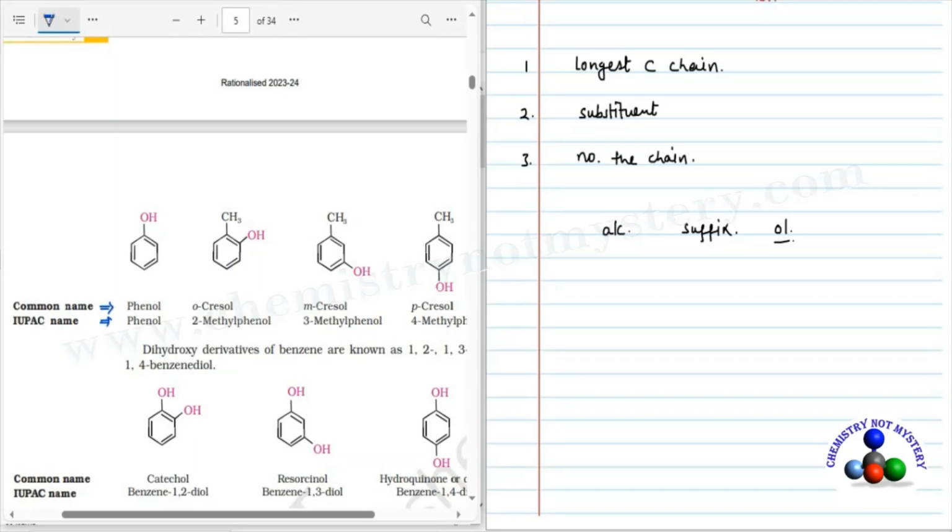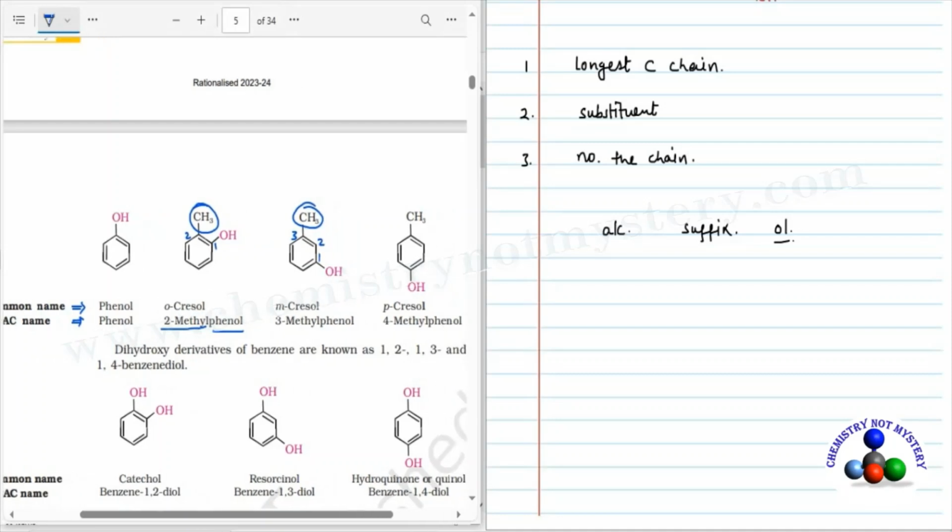In the second example, here a methyl substituent is there. This is the first position and this is the second position. So the name of this molecule will be 2-methyl phenol and the common name is orthocresol. In the next example, the methyl group is at the third position because OH is considered at first position, 1, 2, and this is the third position. So the name of this molecule will be 3-methyl phenol and the common name is metacresol.